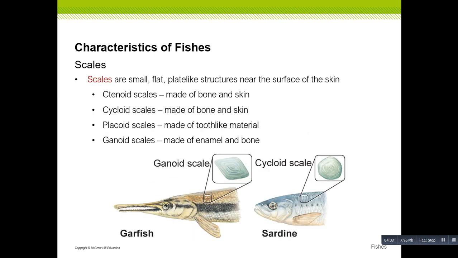Now, many of our fishes, most fishes I would say, are going to have scales. Scales are small, flat, plate-like structures near the surface of the skin, and they can either be made of bone and skin, they can be made of tooth-like material, or they can be made of enamel and bone. Now, these scales serve as a source of protection for the organism. Just like your skin protects you.